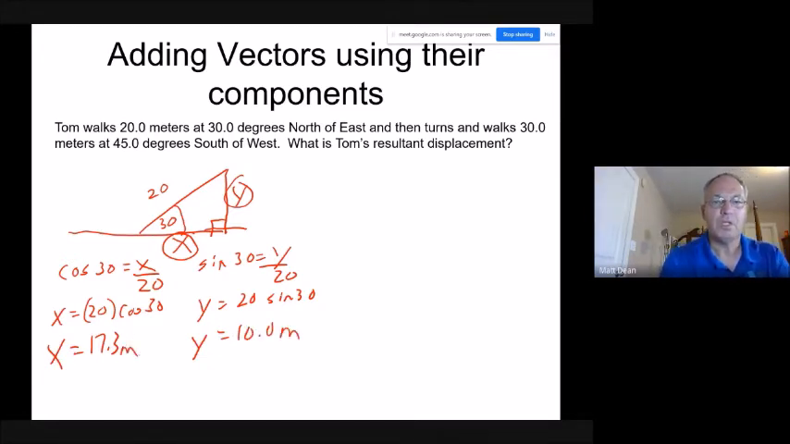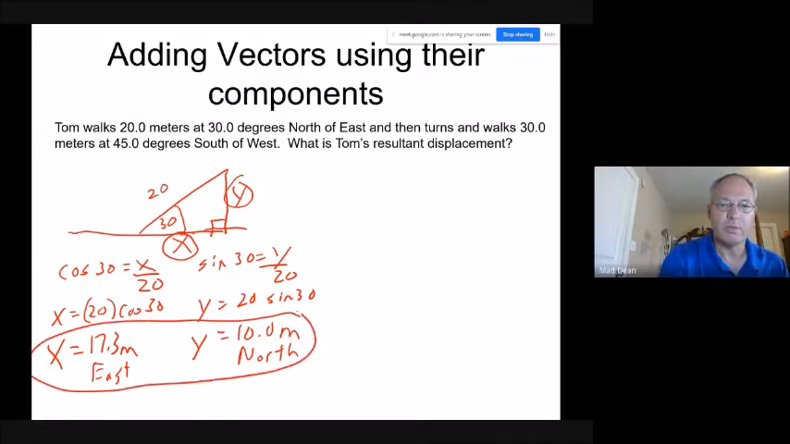So we can see from our picture that this x is 17.3 meters, that's east. And the y is north, up. So that's the first picture, the first vector broken into vertical and horizontal components, those two.